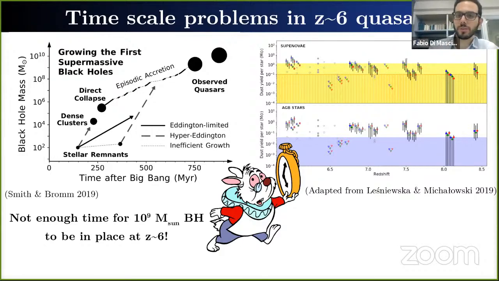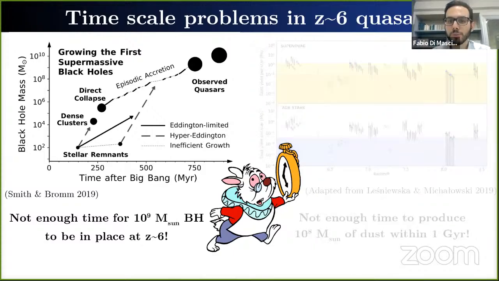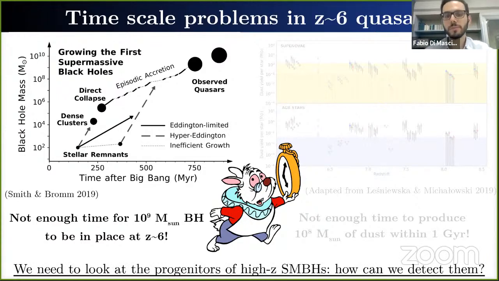And for this reason, supernovae have also been proposed as a mechanism to form dust at high redshift. However, the question here is how much dust actually survives the shock after a supernova. So the second problem that we have regarding time is the production of dust. It is quite difficult to produce 10^8 solar masses of dust within 1 gigayear. So in the first part of the talk, I will focus on the first problem and how we can solve it. We can address this problem by looking at the progenitors of the supermassive black holes that we see.